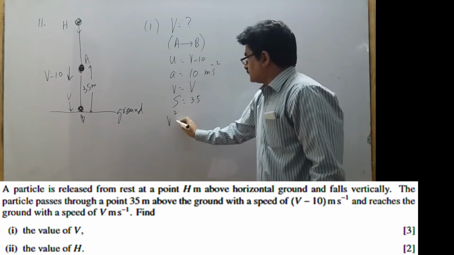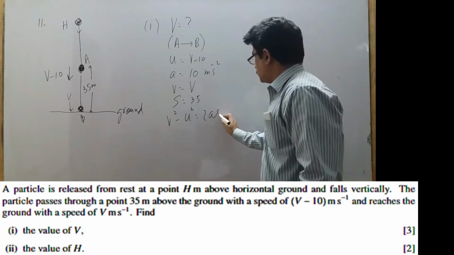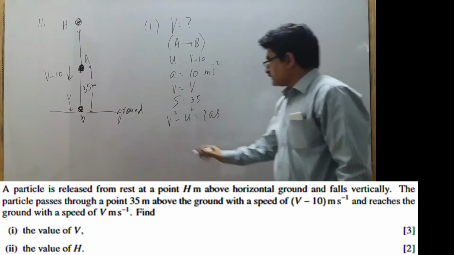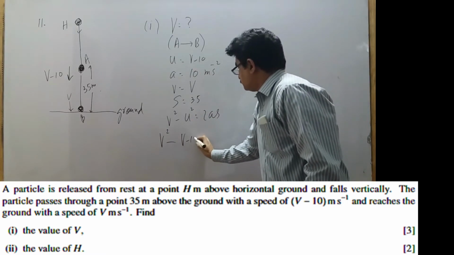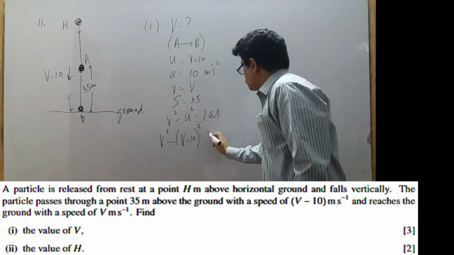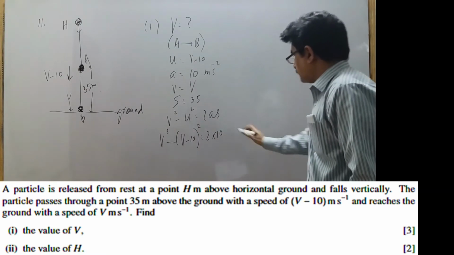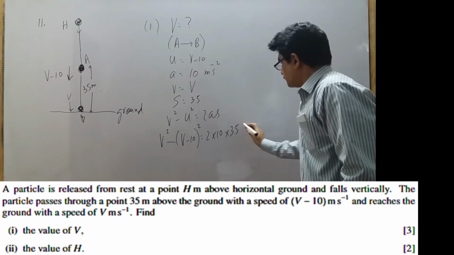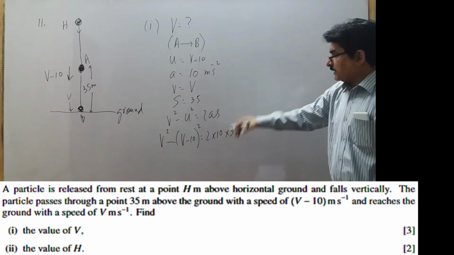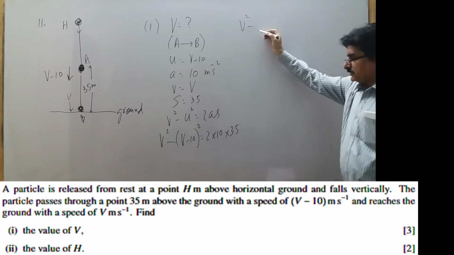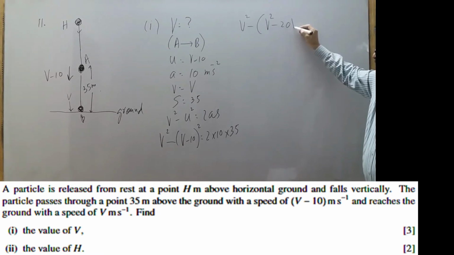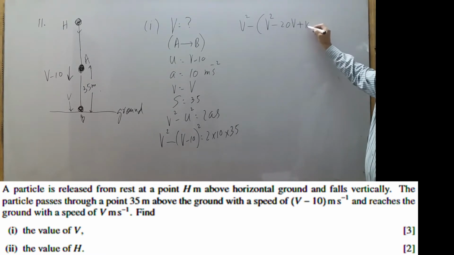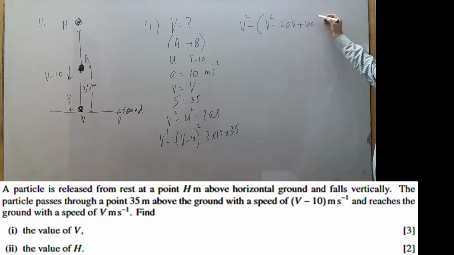Now applying the equation of motion, v square minus u square is equal to 2as. Here algebra is also important. The final velocity is V, the initial velocity is V minus 10, whole square, and this is equal to 2 into 10 into 35. Now algebra is important. You have to take care. Here V square, minus (V minus 10) square, is equal to 700.